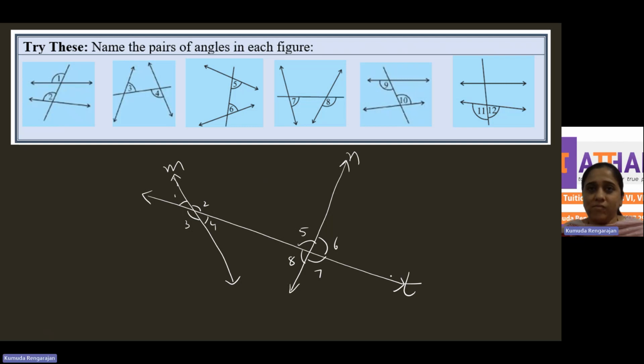Yes, Anirudh. 5 and 7. No. Avanish. 2 and 8, 4 and 5. Correct. Dhanvin, alternate exterior angles. 1 and 7, 3 and 6. Correct. I want all of us to say.